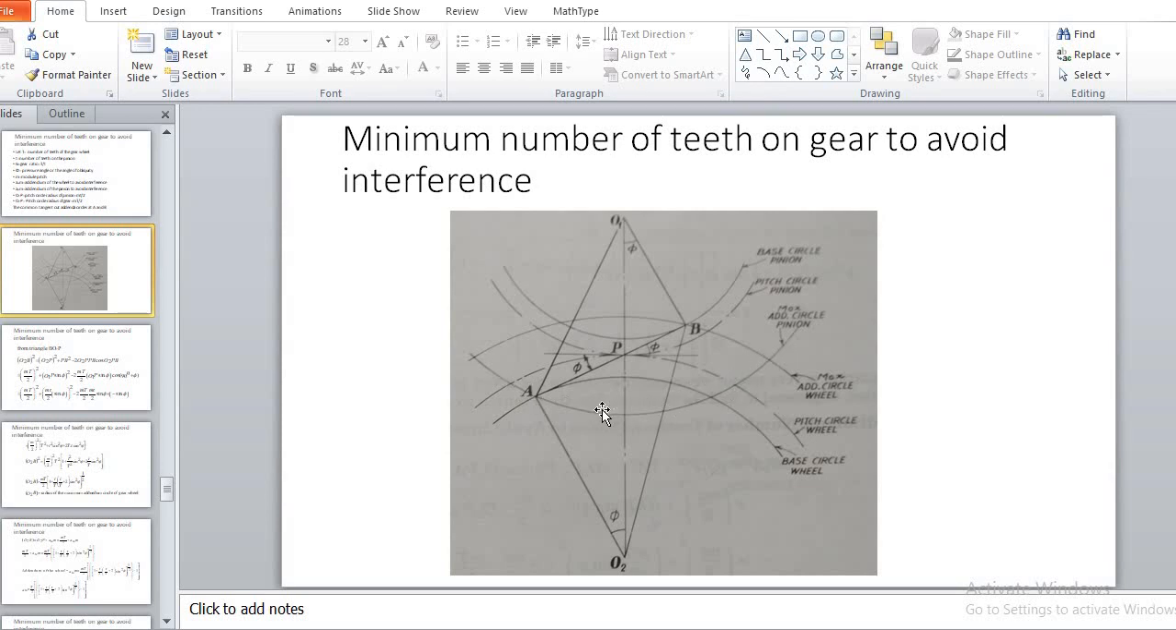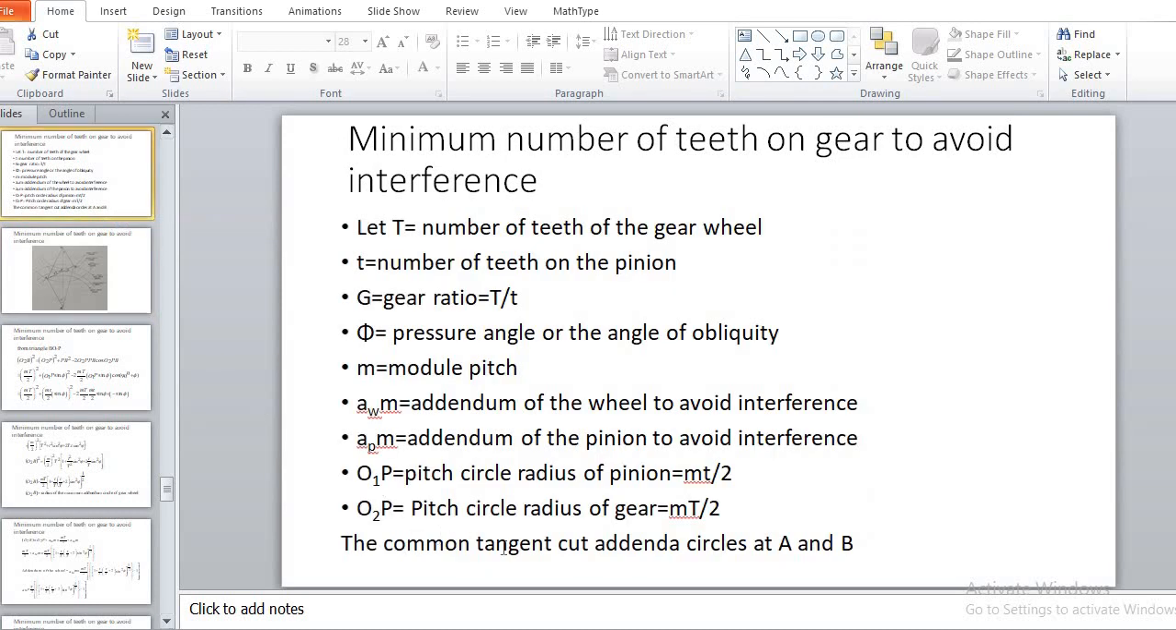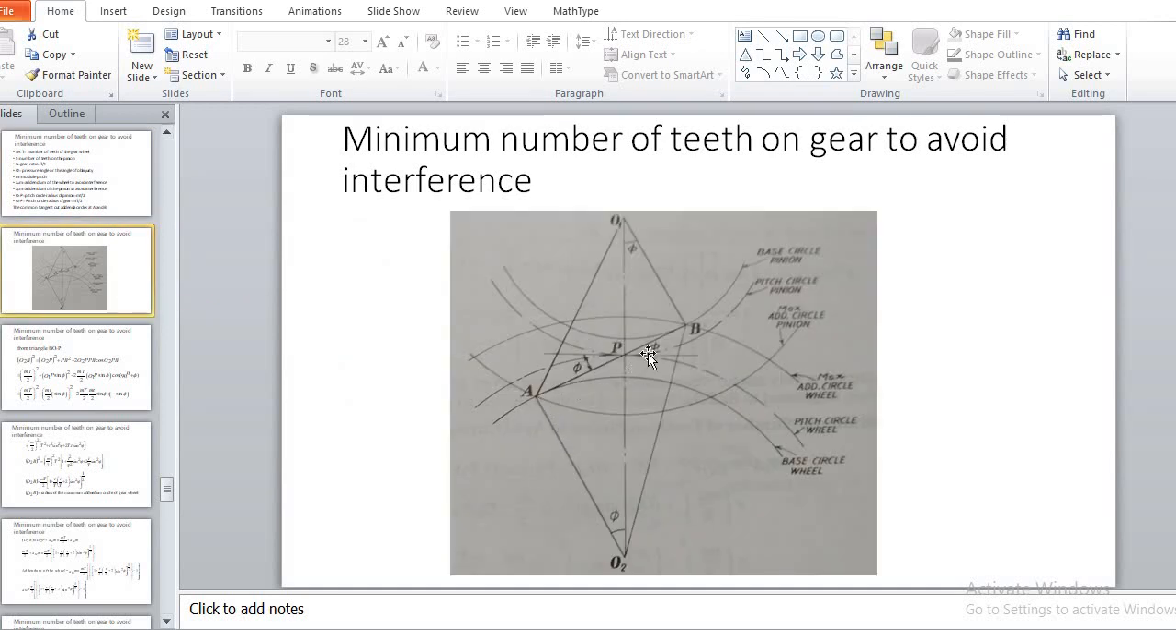Now we draw a common tangent to the base circle of the pinion and the base circle of the wheel. This tangent cuts the maximum addendum circle of the pinion and of the gear or wheel at points A and B. So these are the maximum points. Above these points interference will occur.